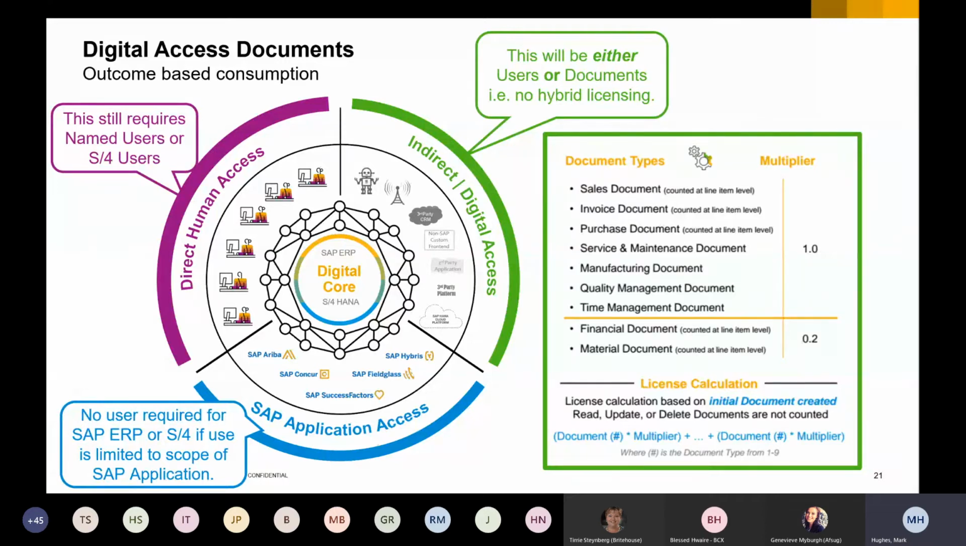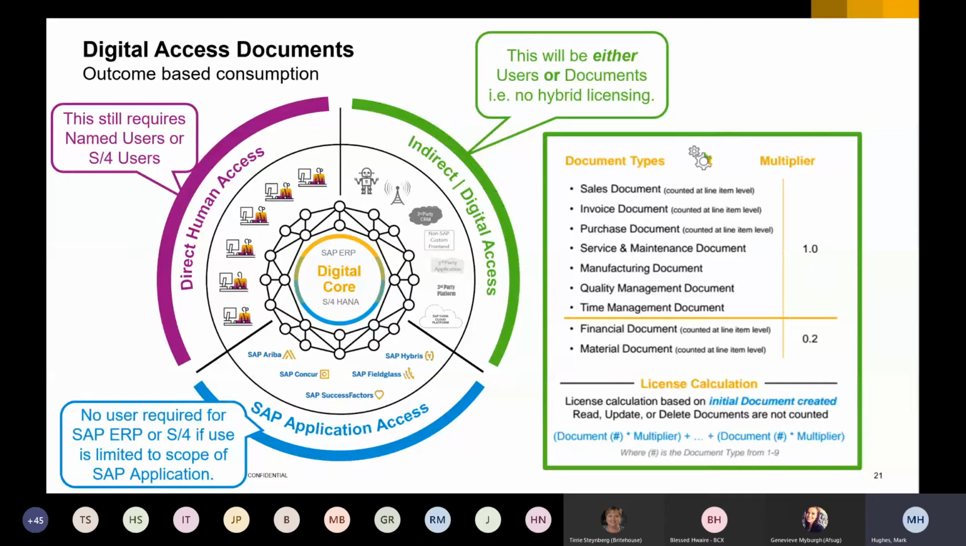That creation of items within these document types, so we count them at line item level, would consume a document license. But on the understanding that journals, postings in financials, for example, and material documents with movements in the supply chain execution, the volumes are much higher, there is a different factor in how we calculate those: for every 5 items, it actually consumes 1 document license.